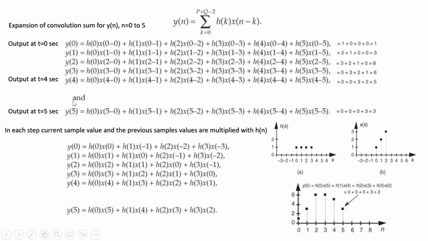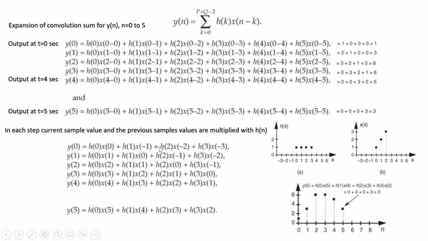So if we want to see what is happening here, we can also see this one. Here I have removed these two terms because there are no samples at these values, so they are actually 0. So when we see this one, the first output will be the result of the current sample multiplied by the first value of the impulse response. Then we will take the second value of the impulse response and multiply it with the previous value.